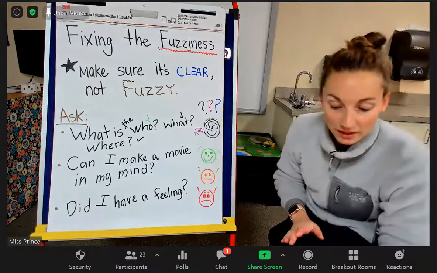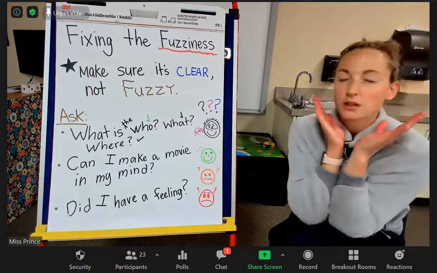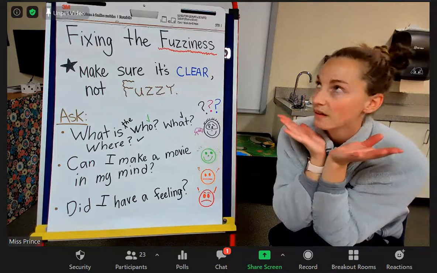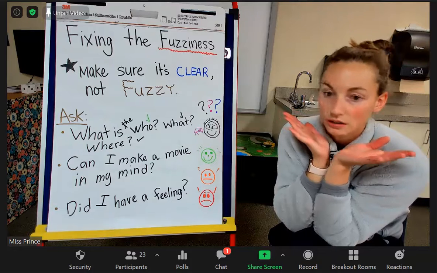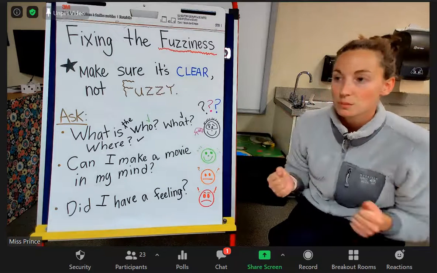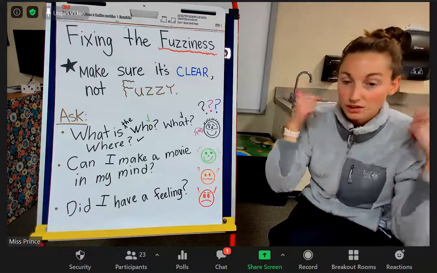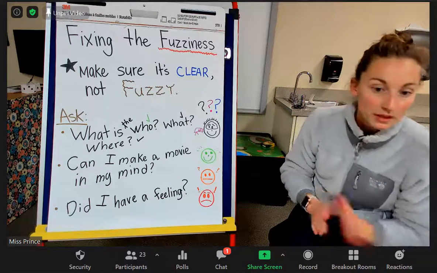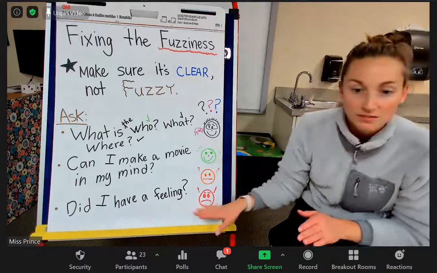Can we make a movie in our mind? If you guys close your eyes and I tell you that Sophie is very, very angry because her little sister took her toy and she's just so upset. Can you start to see that in your head? Yeah. The last thing we need to check while we read is, did it give us feelings?